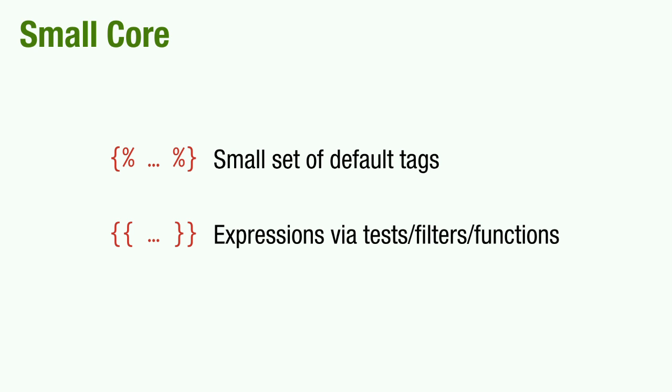And everything is actually an extension, which means that by default, Twig comes with no tags, no tests, no filters, no functions. Everything can be defined via extensions, even the operators, so plus, minus, and so on. They are defined in an extension. And of course, Twig comes with some core extensions that are enabled by default, but you can disable them if you want. So it's really a small core by default.